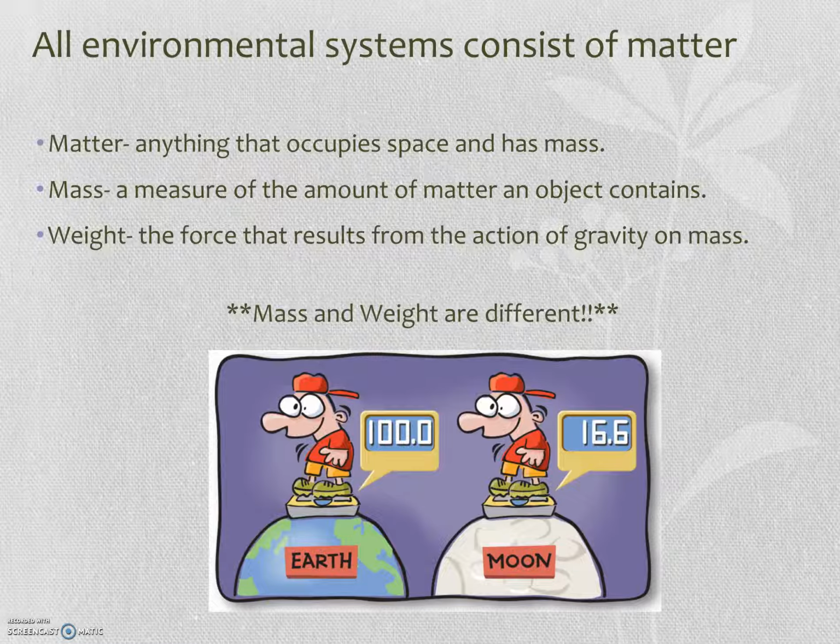All environmental systems consist of matter, and we've learned that matter is anything that occupies space and has mass, and mass is a measure of the amount of matter an object contains. And we know that weight is the force that results from the action of gravity on mass. Mass and weight are different. But since the bulk of environmental science takes place on the Earth, we don't lose a lot of sleep over using the terms mass and weight interchangeably.